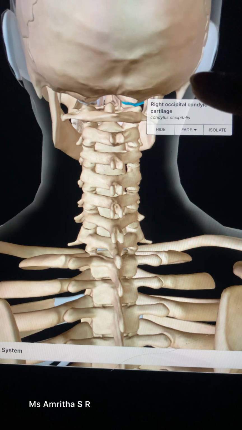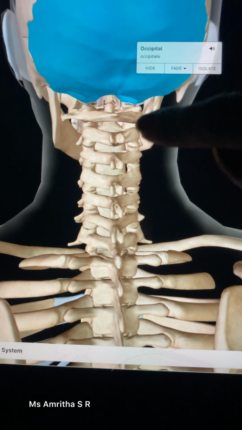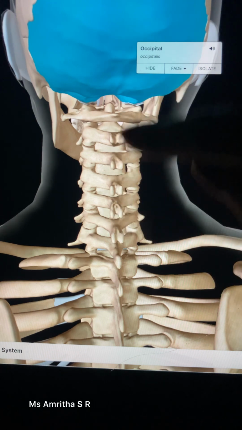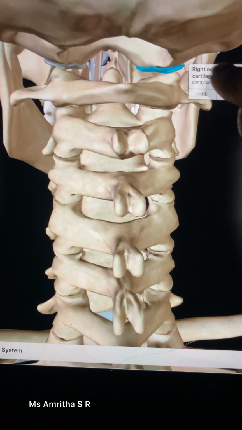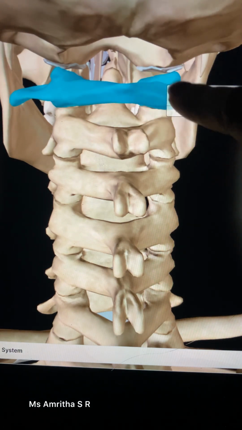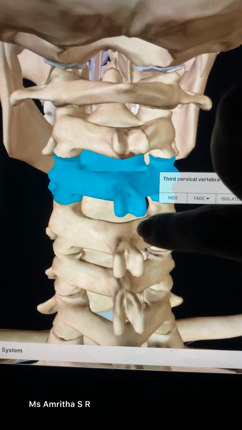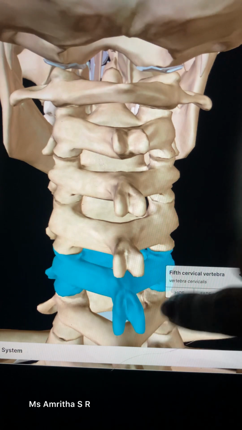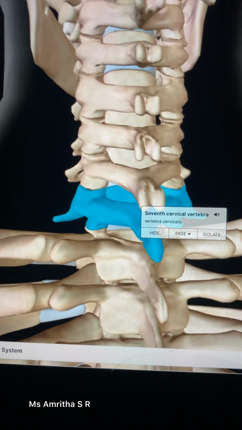Next is with the dorsal side. Here the occipital is attached with the vertebral column by occipital condyles. Followed by that we have the first bone called as atlas, the second as axis. 1, 2, 3, 4, 5, 6 and the 7. They are called as the cervical bones.